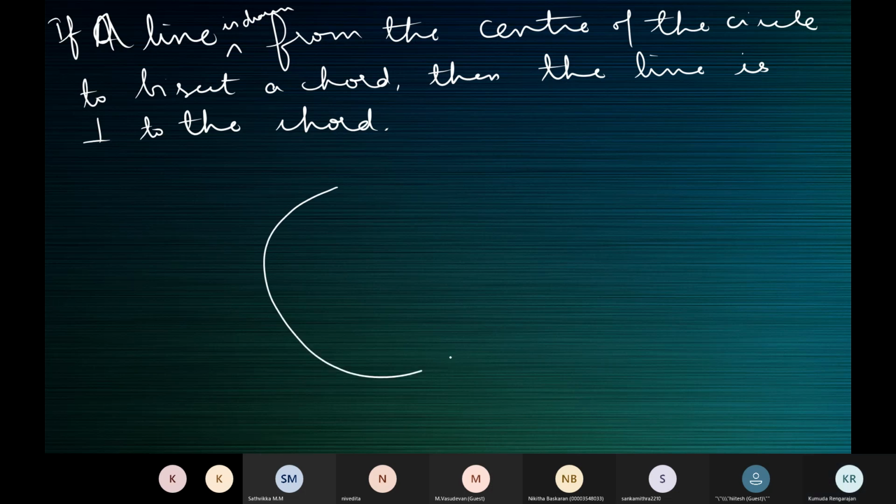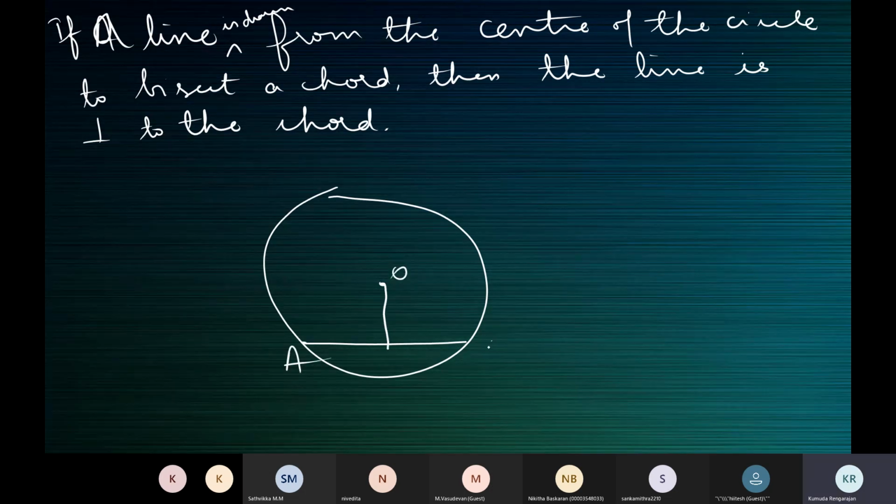So here, this is a circle with a chord. You draw a line from the center to the chord. You draw OL from the center to the chord, and OL bisects AB. OL is not perpendicular. OL is just a line from the center that bisects the chord AB. Then OL is perpendicular to AB. Because OL bisects AB, OL will be perpendicular to AB. If a line is drawn from the center of a circle to bisect a chord, then the line is perpendicular to the chord.